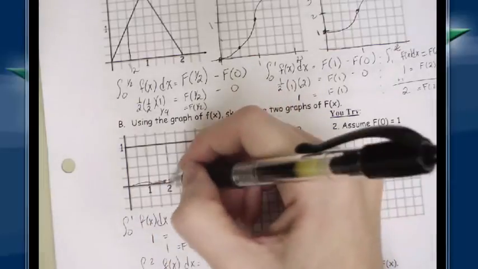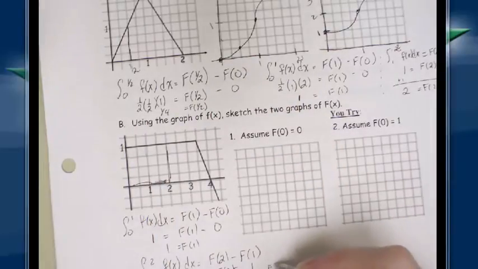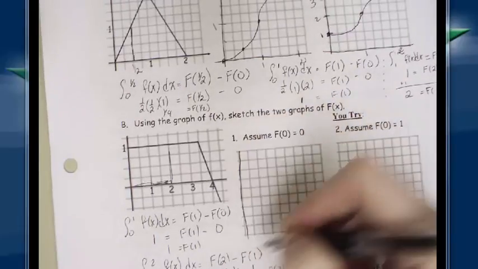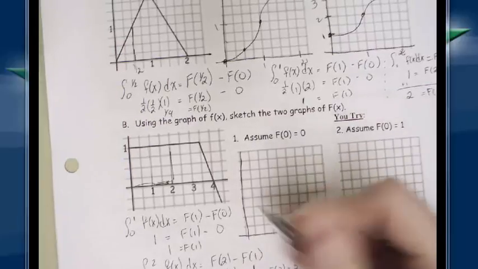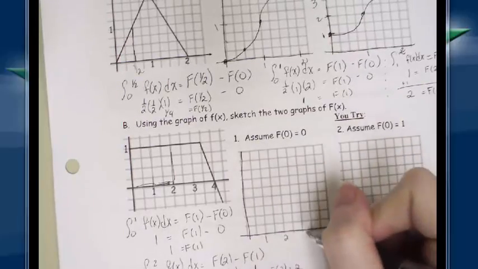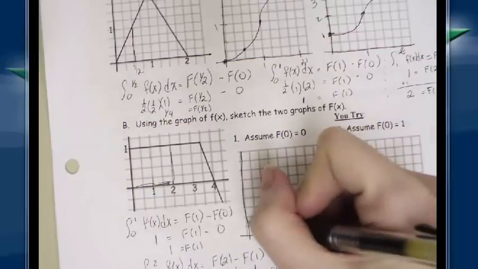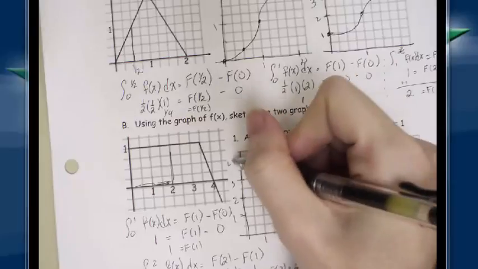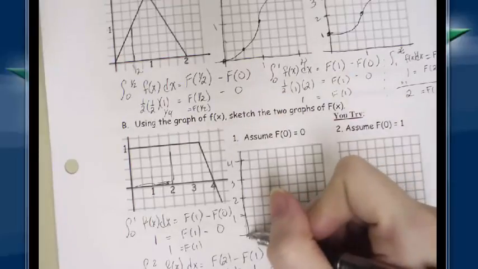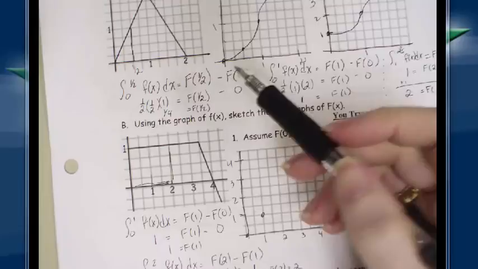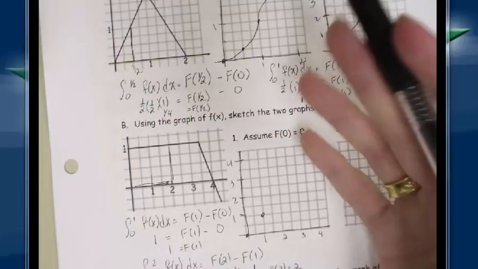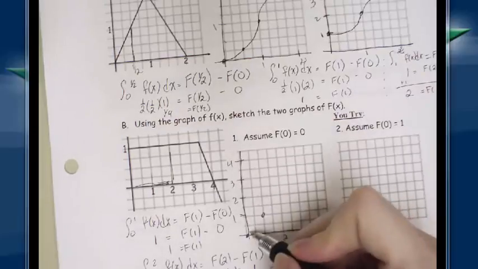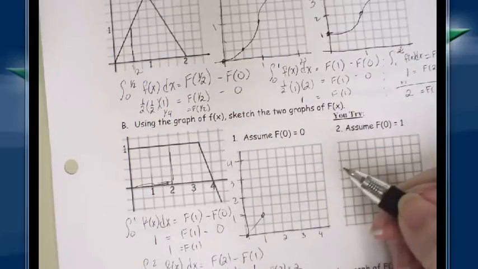Base of 1, height of 1, shocking! f of 2, we then find out, is 2. So I come over here, and I do a little graph. 1, 2, 3, 4, 5. 1, 2, 3, 4. Up here, we were worried about concavity. Here, in this section, I do not have to, because it is a constant speed. It is going to move with a straight line.